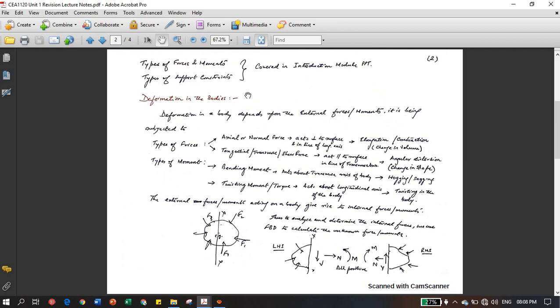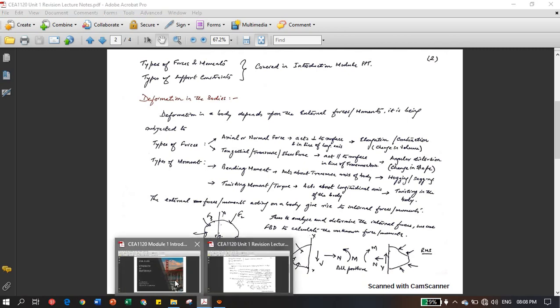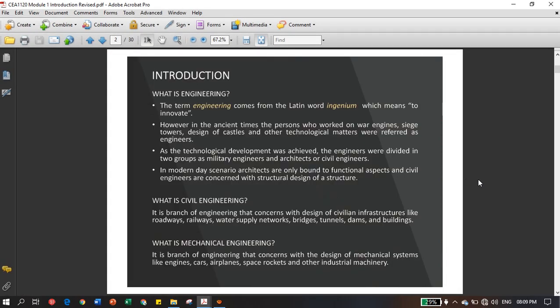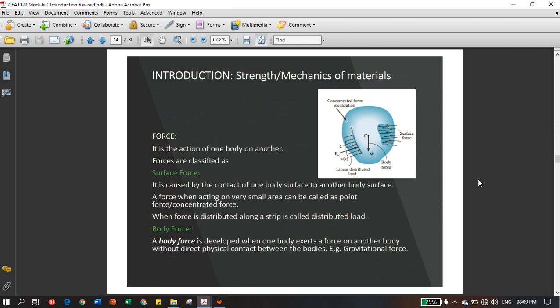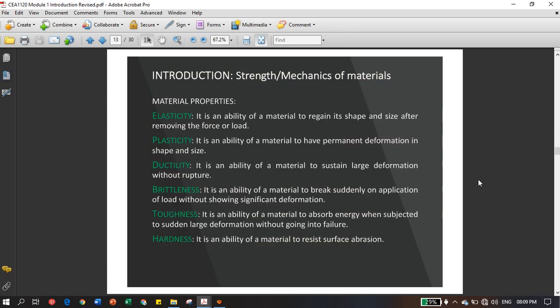What are the various basic types of forces and moments, and types of supports and constraints? I have also covered them in the introduction lecture. Let's go there and see what the various things are. So we have these material properties, which you can go and study there. There are a lot of material properties: elasticity, plasticity, ductility, brittleness, toughness, hardness. These are the mechanical properties of a material that you are going to use, and they will help you in designing any assembly.